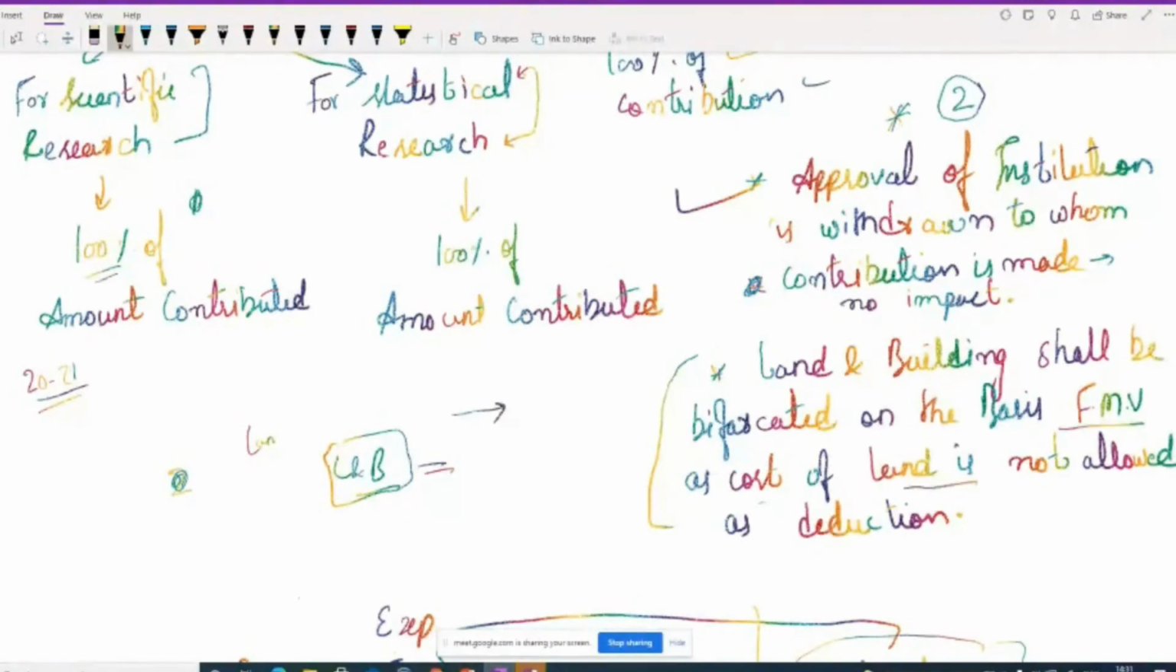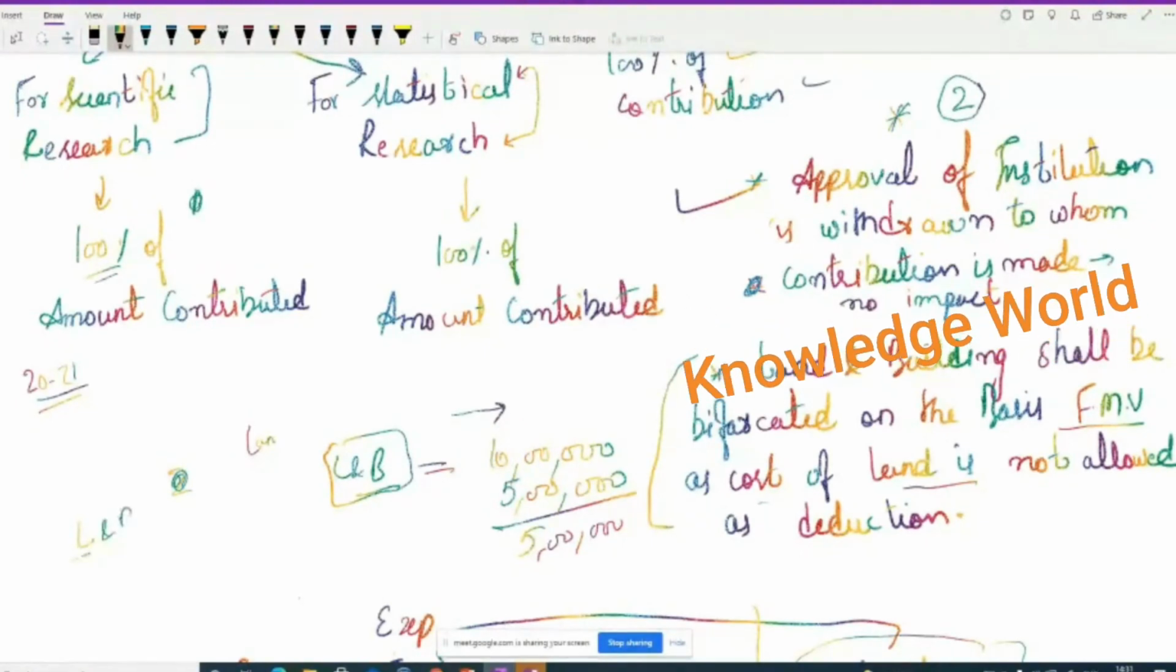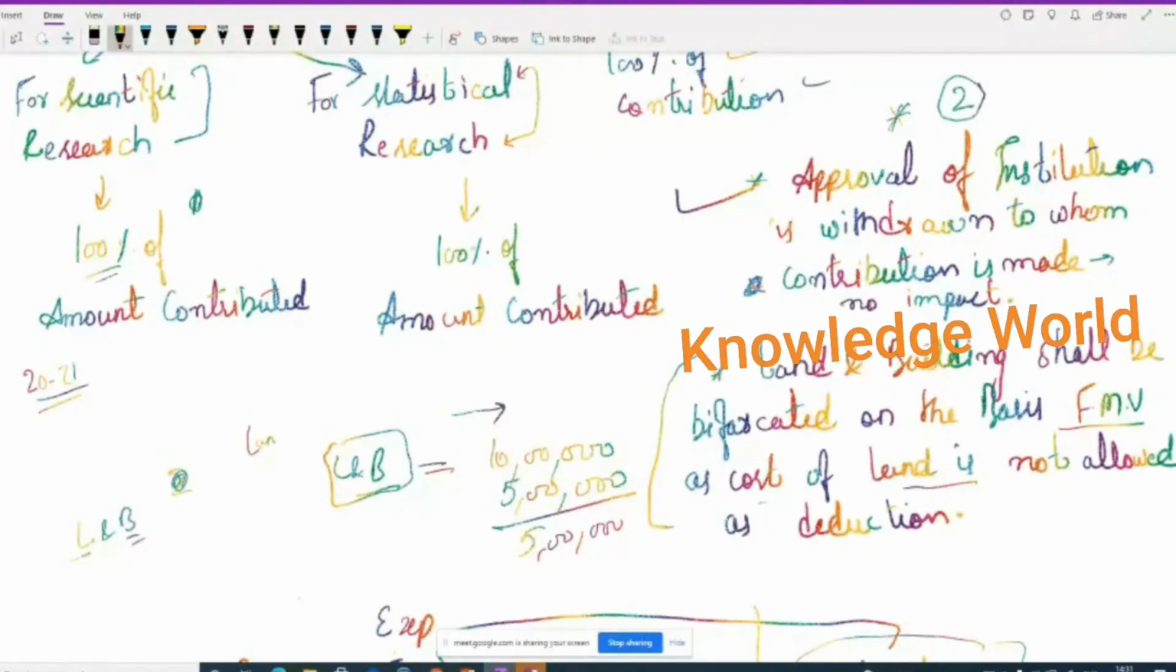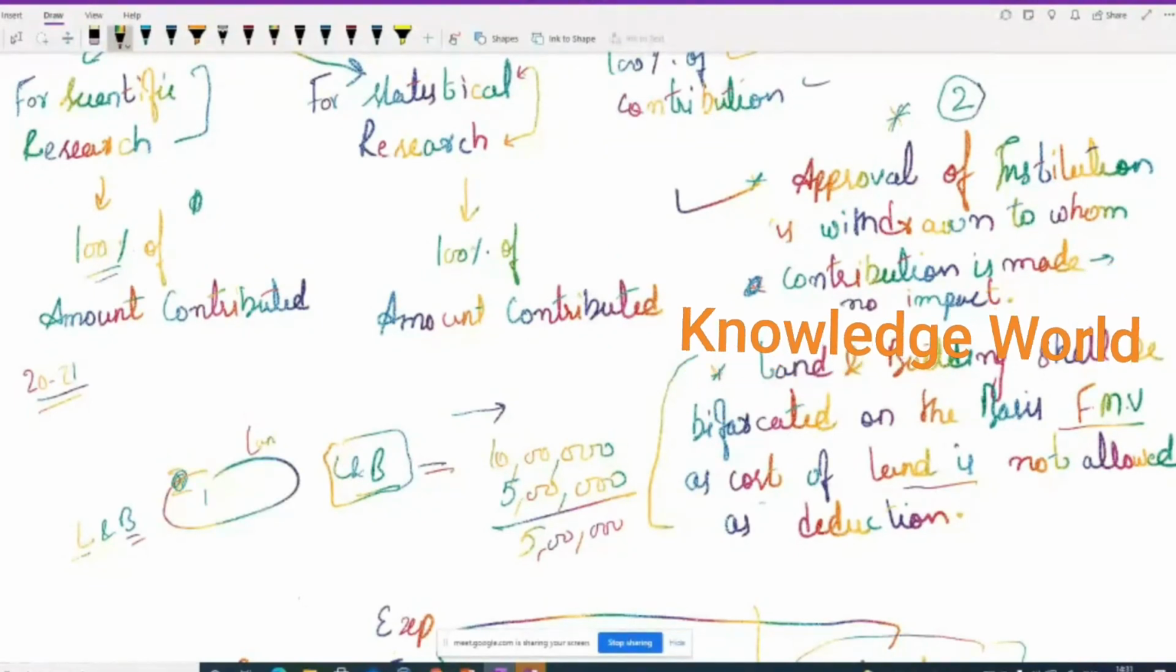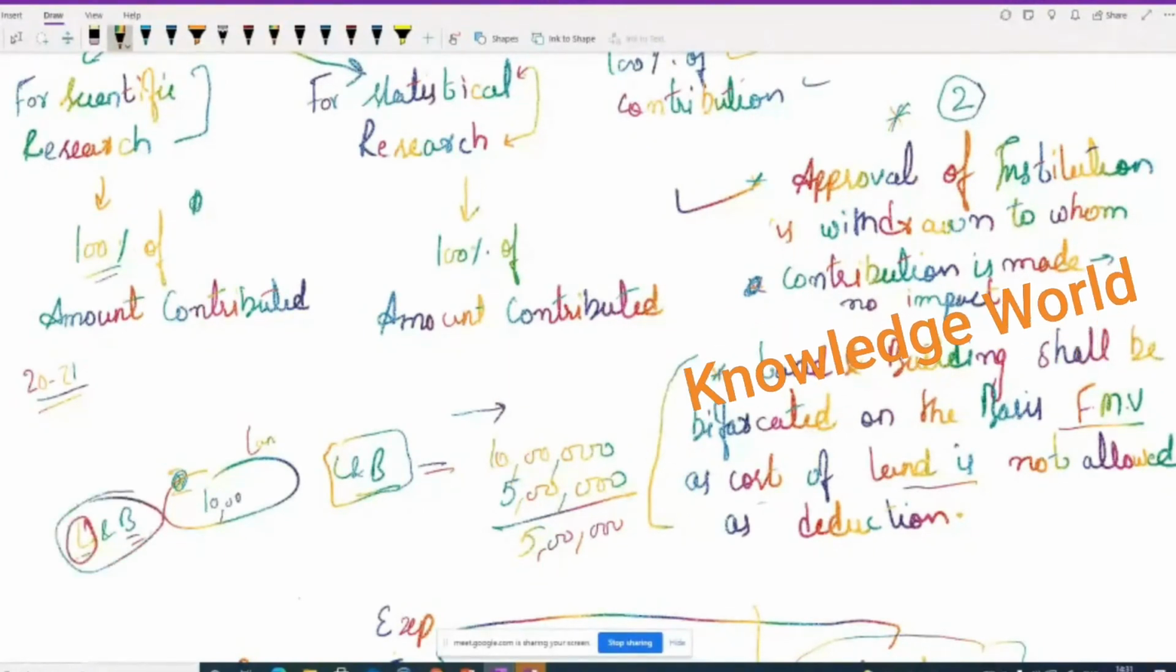For example, the total value of the land and building is 10 lakh, and as per the present market, the fair market value of the land is 5 lakh. So you will remove this 5 lakh, and on the other 5 lakh you will be allowed deduction. In this way you can bifurcate the value. We know on land it's not allowed, on building it's allowed, and the common value of land and building is given. You can take the FMV of land and remove that value from the total value, and for the rest of the value you can get the deduction.